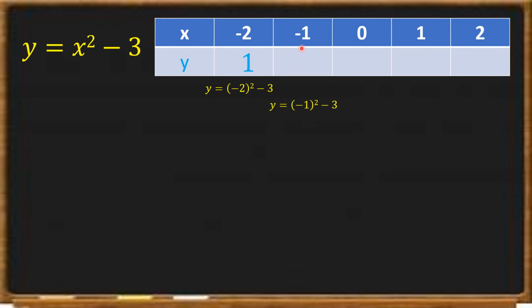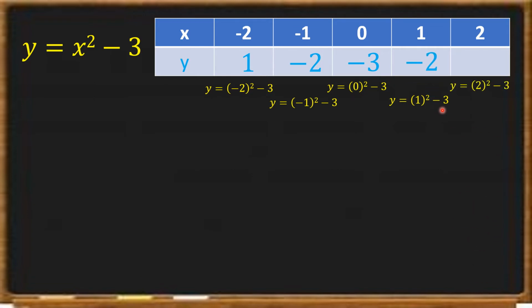Okay, for negative 1, you have negative 1 squared minus 3. So this is positive 1, minus 3. Therefore, it's negative 2. You subtracted a bigger value, so negative. Okay, so next is 0 squared minus 3. What is 0 squared? It is still 0, minus 3. So, therefore, negative 3. Okay, for the fourth one, positive 1, y is equal to 1 squared minus 3. So, this is 1 minus 3. It's negative 2.